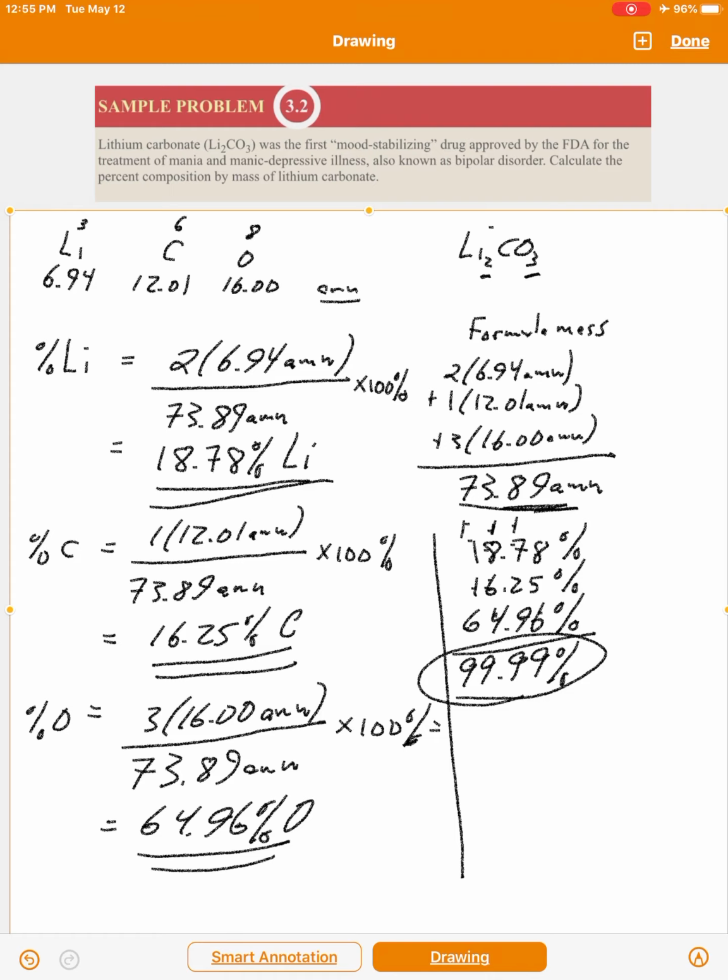Rounding issues can come into play a little bit here. Many textbooks would suggest that because this number right here only goes out 2 digits past the decimal point, there's 3 sig figs, that this one would need to be rounded to 18.8%. Furthermore, if you use a different periodic table, you may have slightly different atomic masses, and that'll give you slightly different answers as well. But quite frankly, 16.25% versus 16.23% or 16.27% for carbon, not a big difference. You should get somewhere around these numbers.